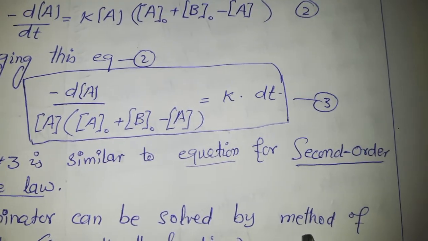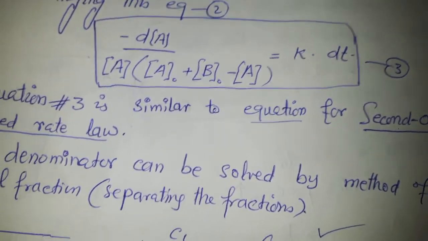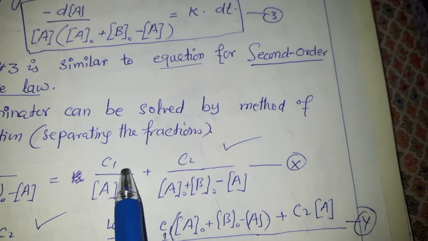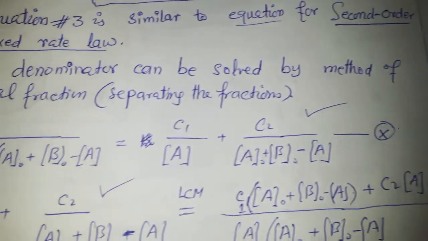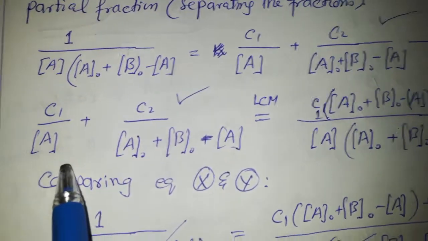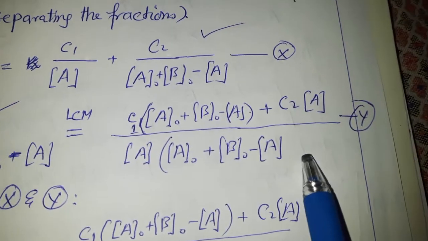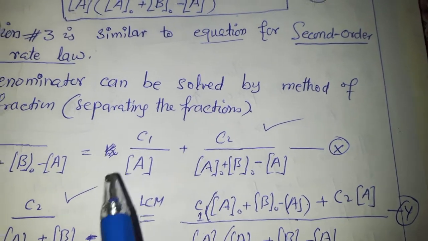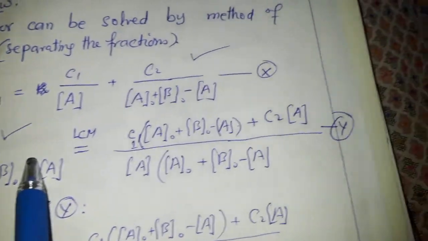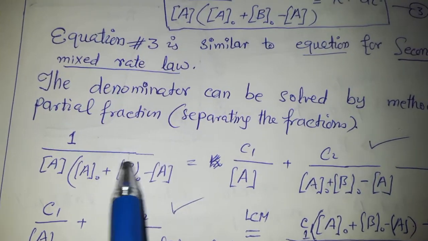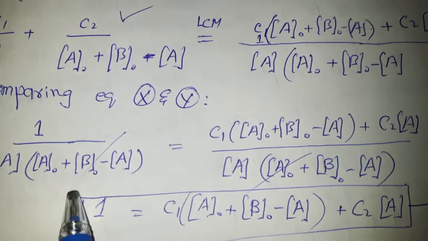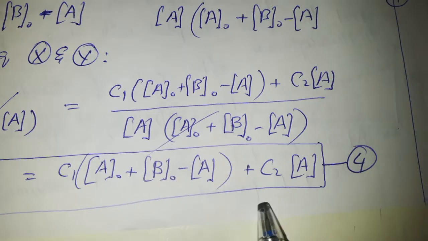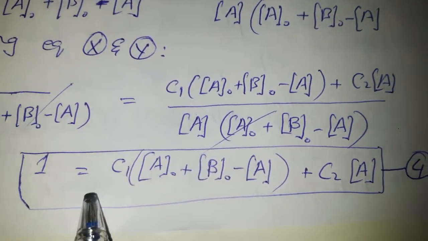So this denominator can be solved by the method of partial fractions in the same way. Taking this denominator and solving by separating the fraction, we got constants C1 and C2. This is equation X. Now taking the same right hand side and solving this, adding the terms, taking LCM, we got equation Y. If you look at equations X and Y, the right hand side of equation X is similar to the left hand side of equation Y. So comparing both, this term will be equal to this term. The denominators on both sides are equal, so they can be cancelled, and we got equation 4.